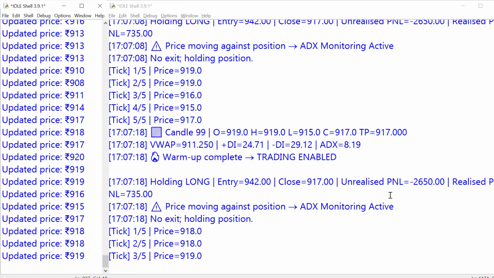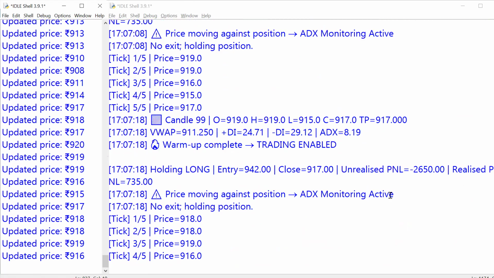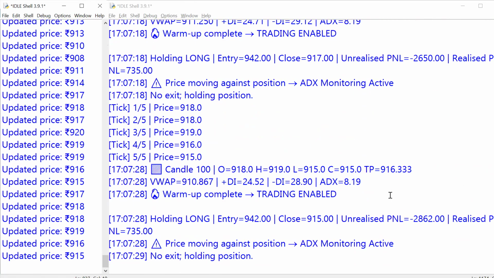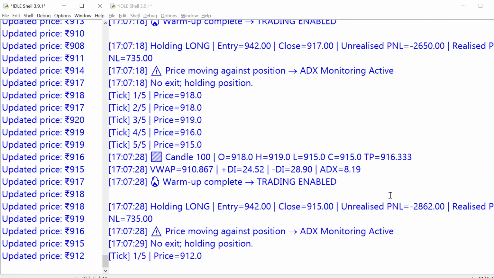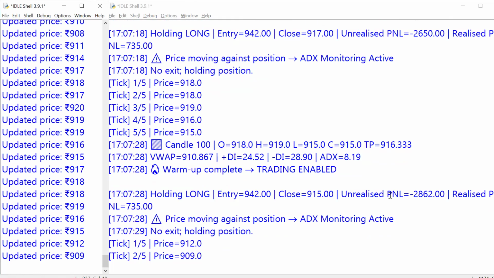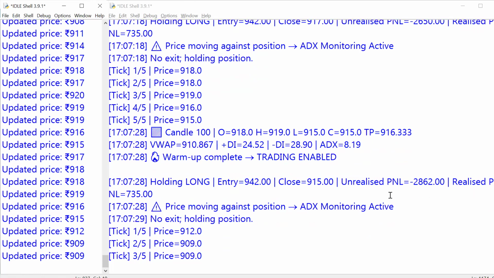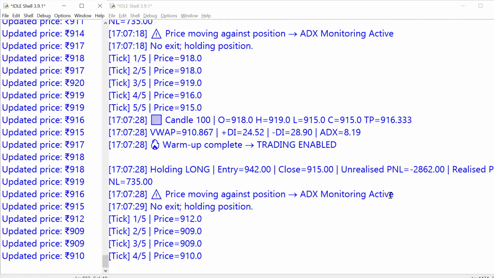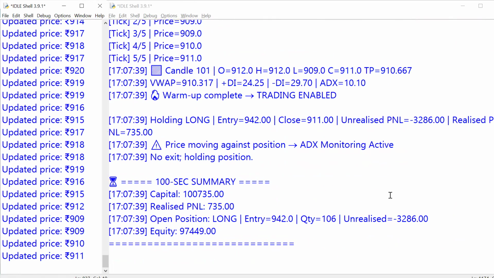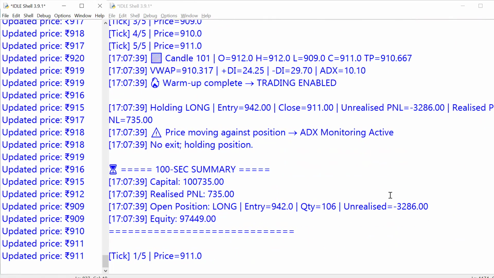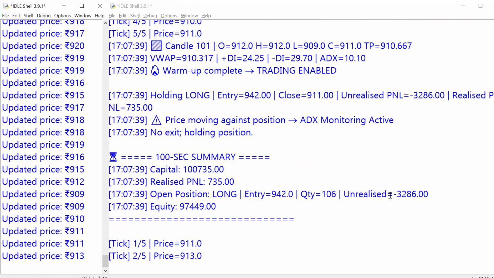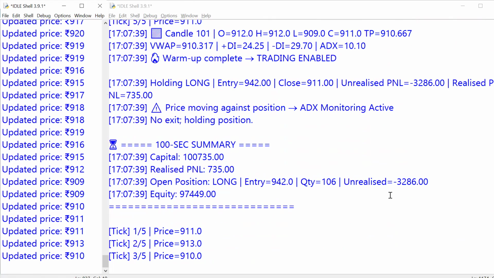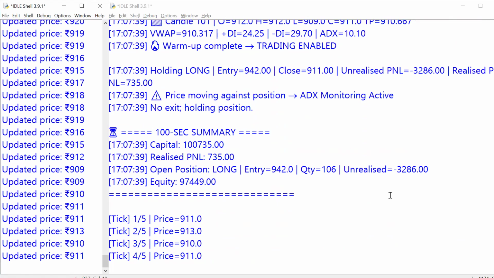The market has gone against us almost more than 42 points, but ADX was so confident that at this price you should not book any stop loss. Still the trend is down. Summary says, okay, you are in a loss, but it's still okay. We still have an open position. So let's keep on doing this process.